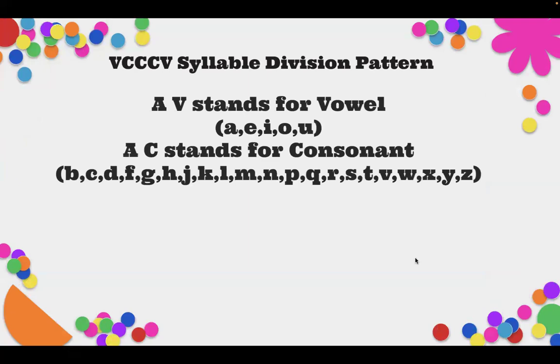And then here is a deeper understanding of our syllable division patterns. So we were talking about VCCCV words. We talked about this a little bit earlier, but this is more in depth. So V stands for vowel, A, E, I, O, and U. A C stands for consonant, B, C, D, F, G, H, J, K, L, M, N, P, Q, R, S, T, V, W, X, Y, and Z. So if it's not a vowel, it's a consonant.